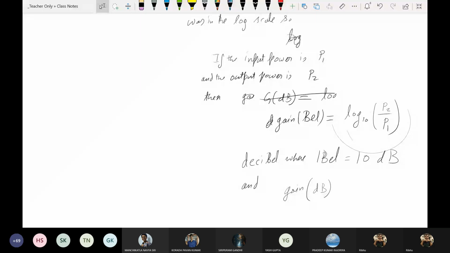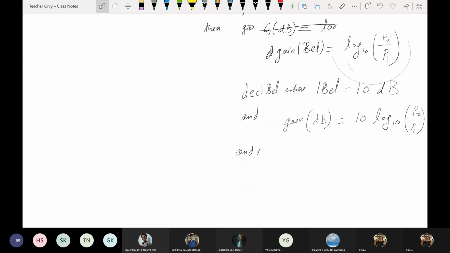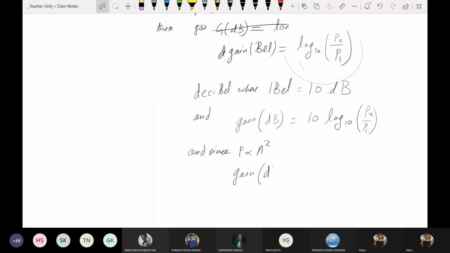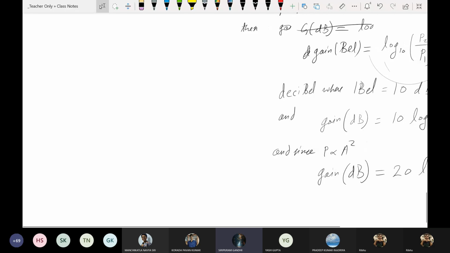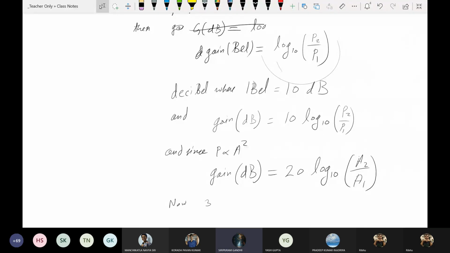And since power is proportional to amplitude square, gain in dB equals 20 log to the base 10 A2 by A1. Fine. Great.